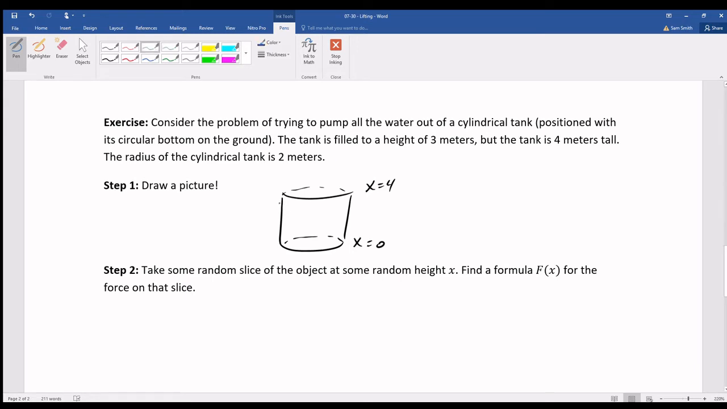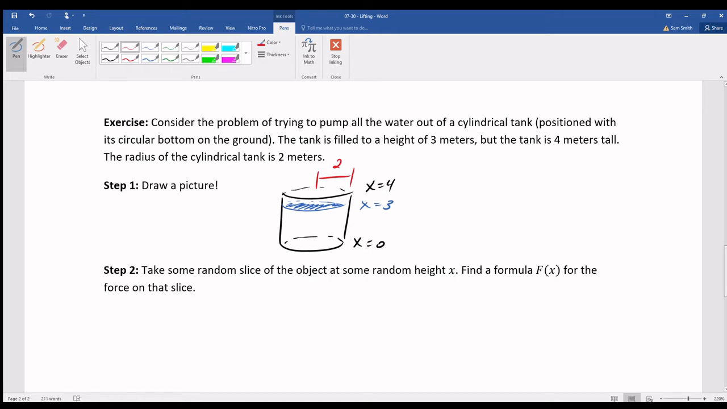I'll put a little blue circle here, a little bit of a surface of water here at the location x equals 3. So the question is, how much work would need to be done to actually lift all of this water out of the tank, assuming that the tank has a radius of 2 meters from center to rim? Here is my picture.